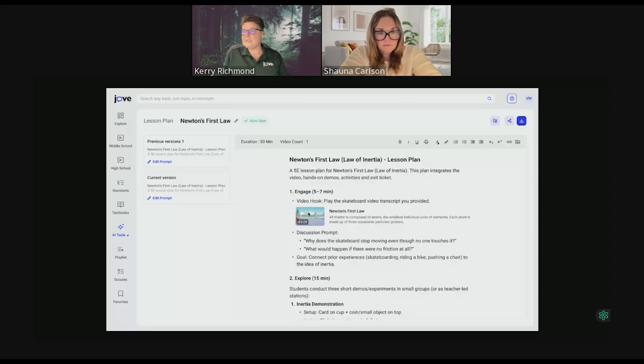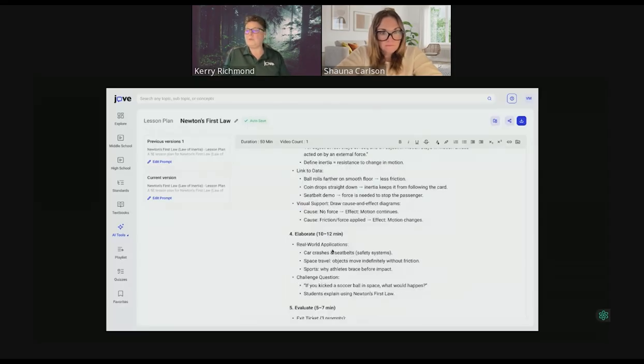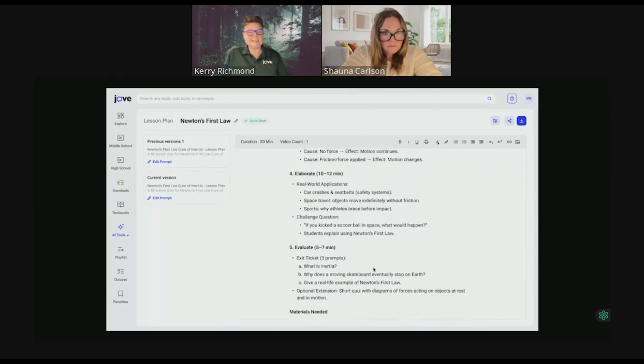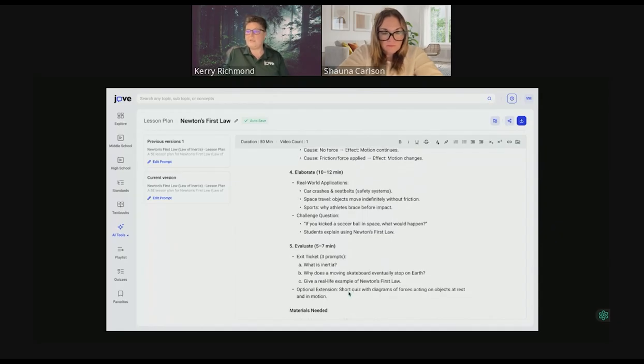Then comes your part where you explain, and you've got link to data. You've got visual support. Then elaborate with real world applications, a challenge question. Evaluate your exit ticket. Your optional extension is here too. And then, of course, it will give you the materials that you need. So you can see that if you did this on your own, it probably would take you at least 30 minutes to come up with this. And it took it less than 30 seconds, actually less than 10 seconds, to come up with it. So it's really helpful in that way.